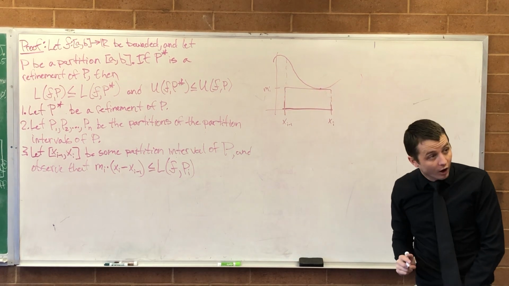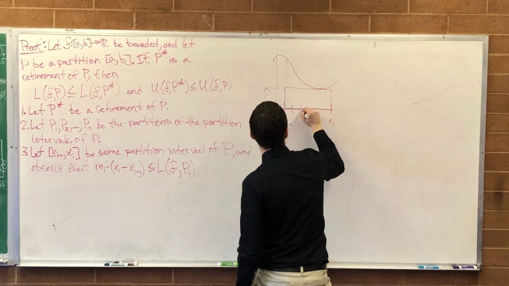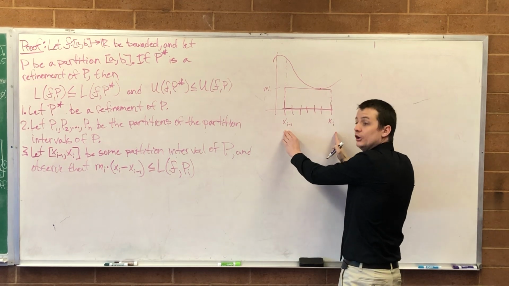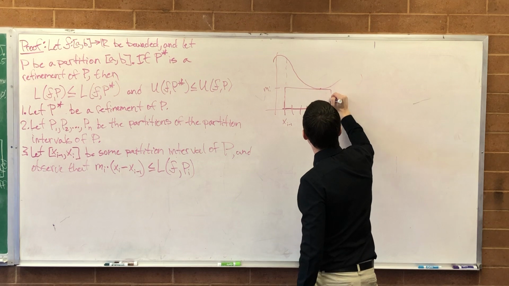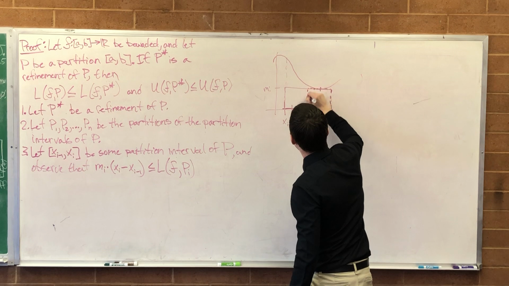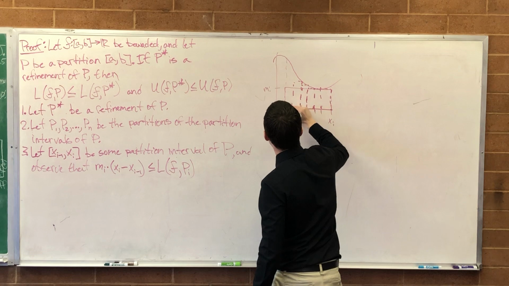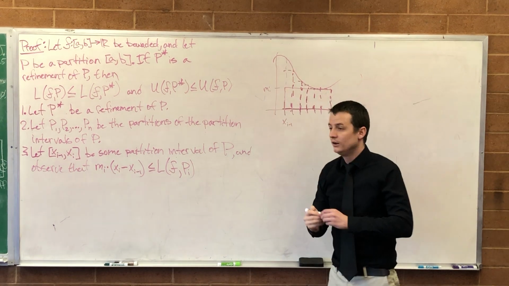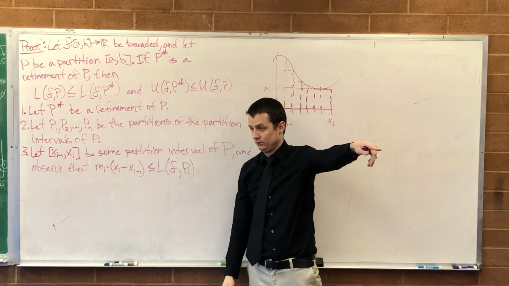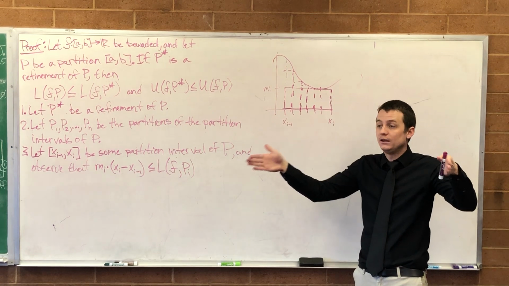Now notice that P star could have added points to this. So P star might have come along and added some points in here. So now the lower Darboux sum of this interval using P star's points gives us this rectangle, this rectangle, and so on. It's always going to be greater than or equal to the one that we already had. That's using what we just proved before, right? But now we're just looking at this interval rather than the whole interval [a, b].